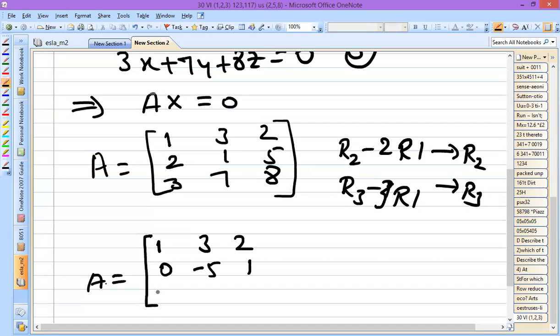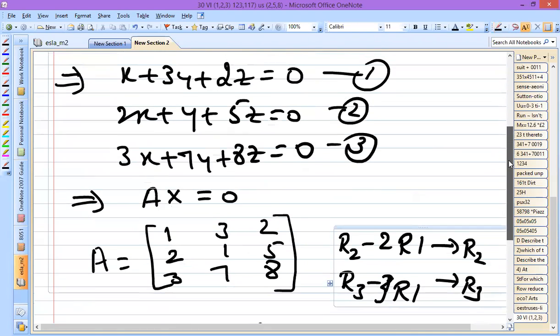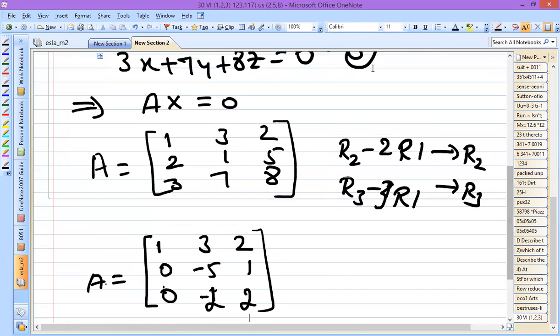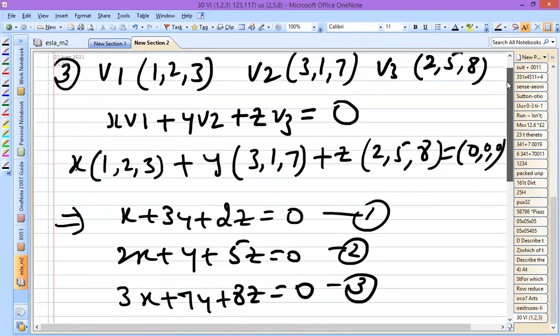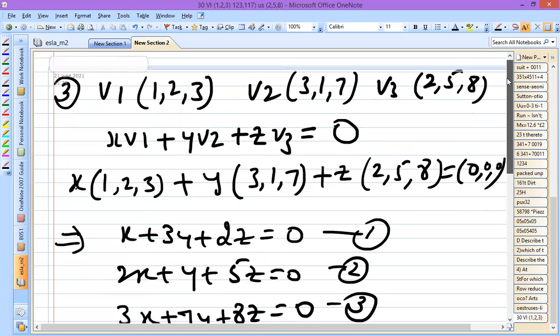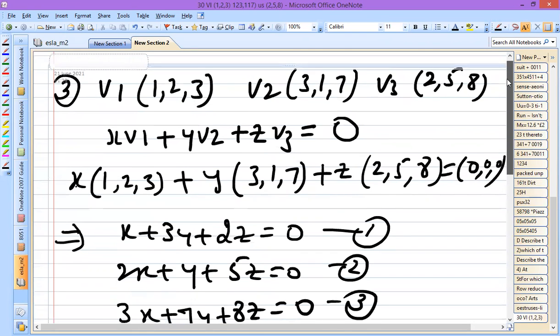And then R3 minus 3R1, you just do that. So yes, we'll get 0, and here we'll get minus 2, and 2 we will be getting. So here, as I told, by observing the given elements itself, we can make the statement that they are linearly independent.